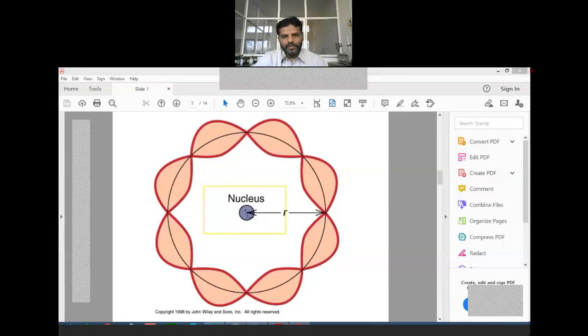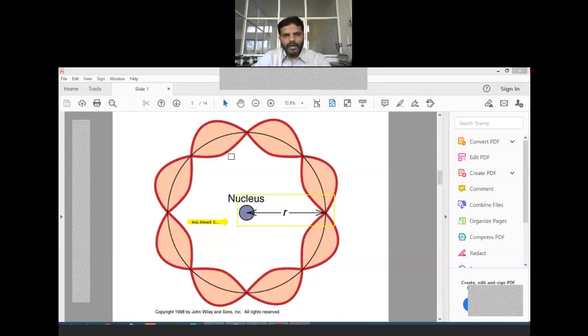Now the distance between the nucleus and this first energy level, this radius, this distance: in that distance or in that energy level, the electron is revolving. As a moving particle, when the electron is moving from one place to another, it has some wave characteristics. So the electron is associated with a wave. These are the waves which are associated with the electron.